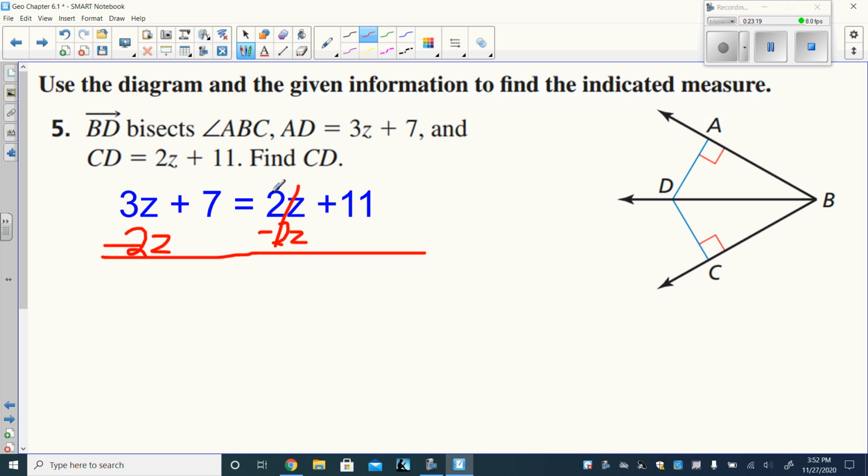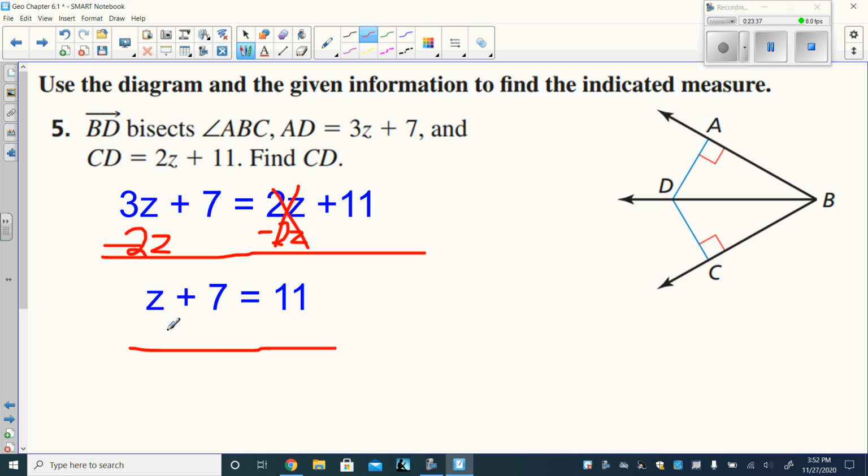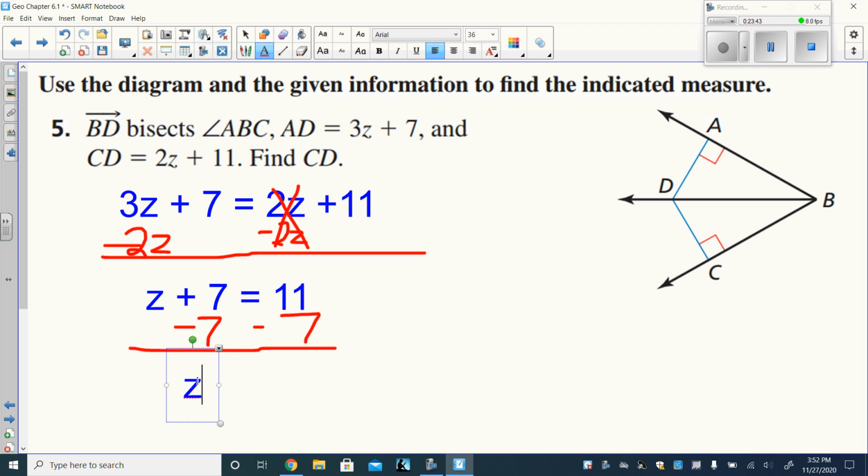And 2z minus 2z here will cancel. So that'll leave us on the left-hand side the 3z minus 2z, which would be z, plus 7 is equal to, well, the 2z's canceled, so I'm left with 11. Now z is almost by itself, but I need to move the 7, so I would subtract 7 from both sides. And when we subtract 7 from both sides, we're left with z is equal to 4.